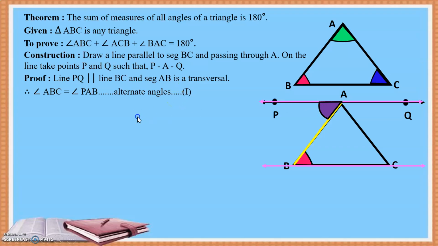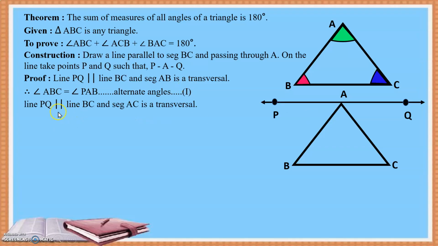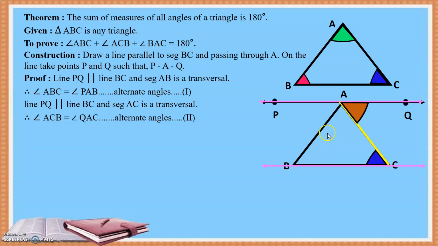Now similarly, we'll write the next statement, that is line PQ parallel to line BC, and now we will take AC as the transversal, this one. Okay, so let's have it. Line PQ parallel to line BC, and now AC is the transversal. Now when AC is the transversal, again we get a pair of alternate angles. That is angle ACB, the blue angle, equal to angle QAC, the brown angle. They are again congruent because they are alternate angles.